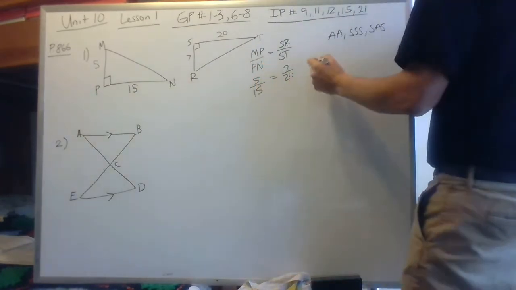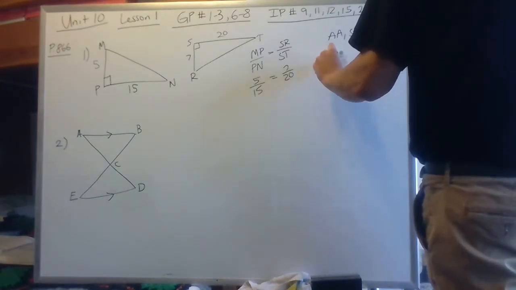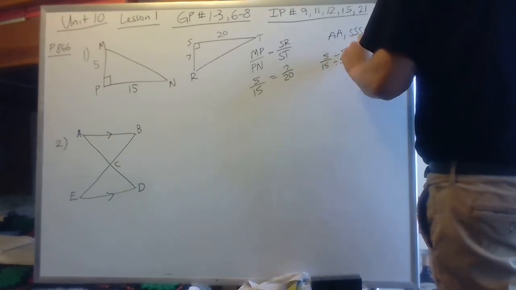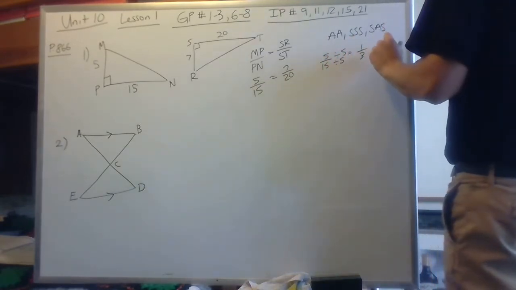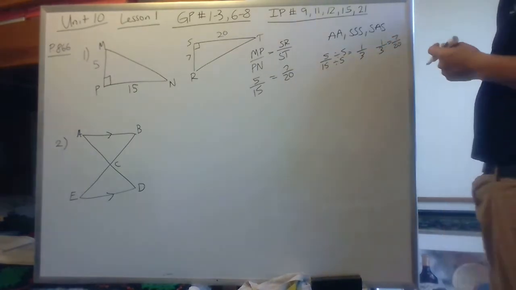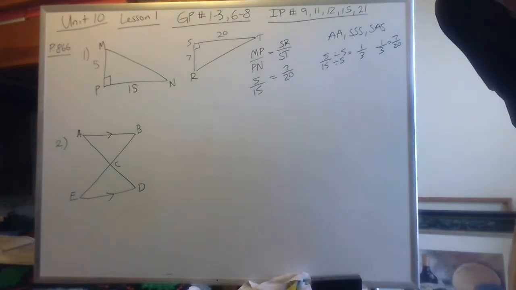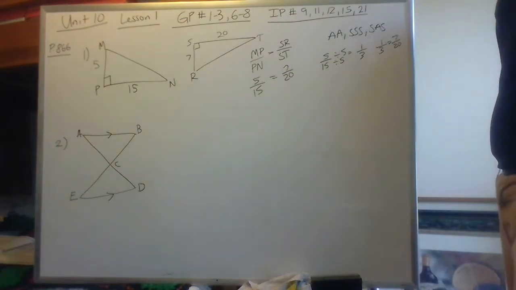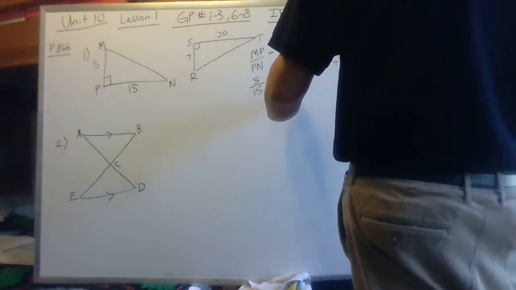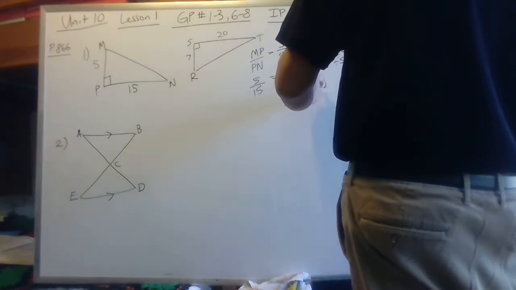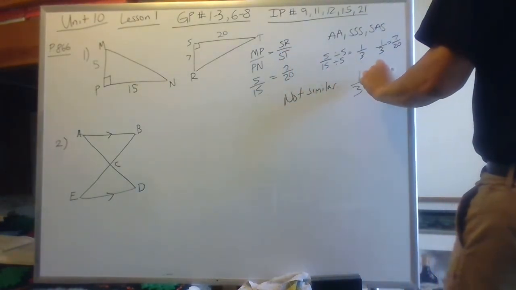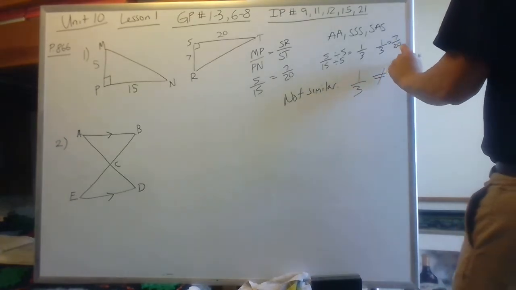Well, looking at 5/15, if we divide by 5 over 5, that's going to give us 1/3. Does 1/3 equal 7 over 20? Can we reduce 7 over 20? And we cannot. So for problem 1, this is not similar. And it's because 1/3 does not equal 7 over 20.